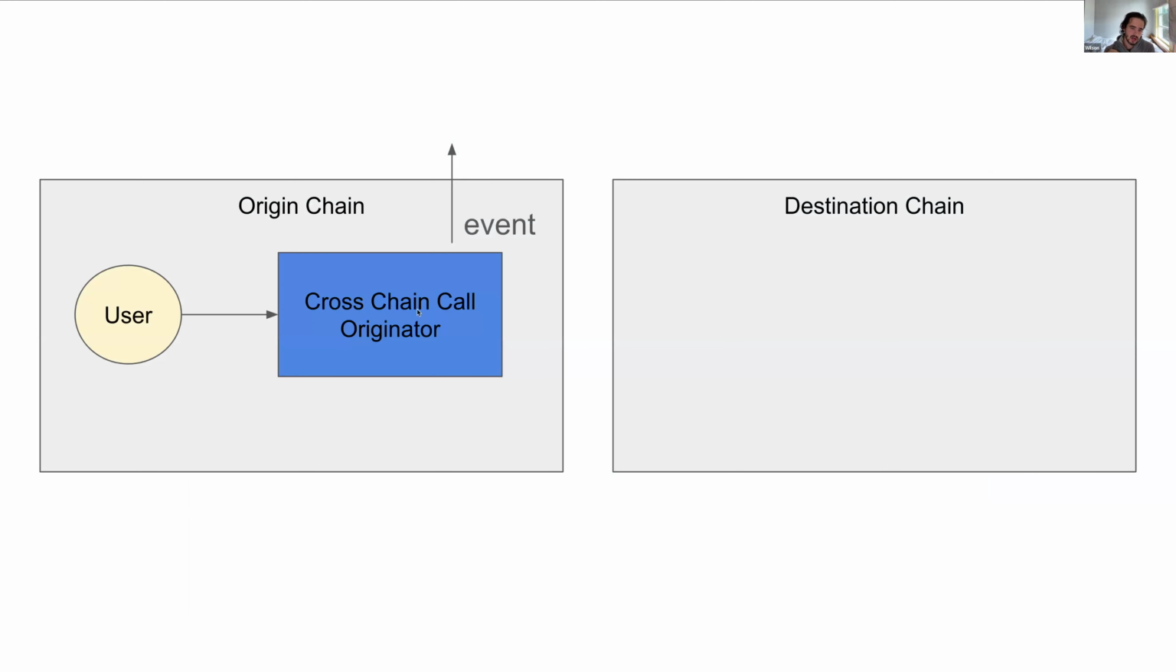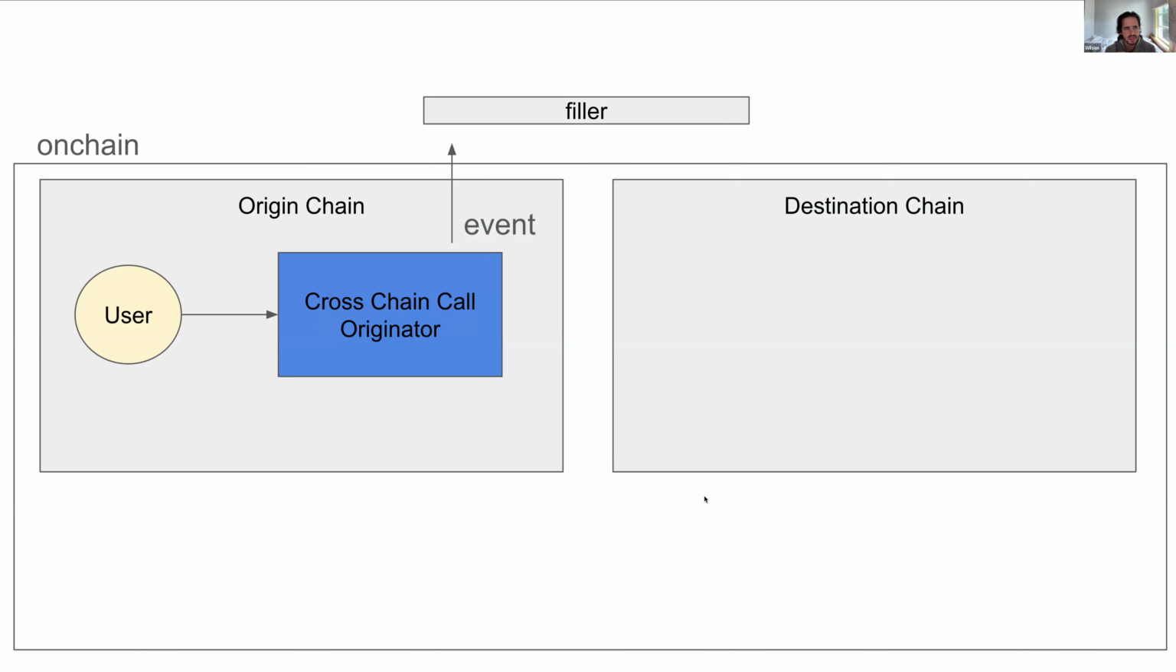So you're calling this cross-chain call originator, and it's emitting some event. Somebody has this desire for this call to take place. And we can draw a boundary of what's on-chain and off-chain here. So off-chain, there is some filler that is indexing these events and decides that they want to fill this request. And they call into this verifying contract on the destination chain.